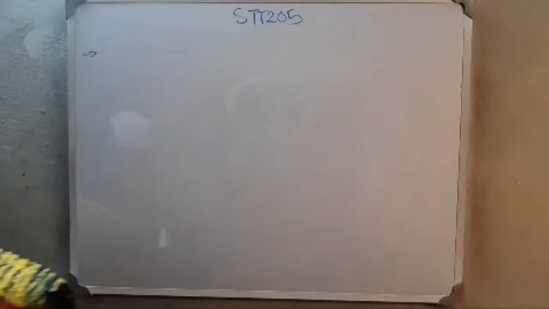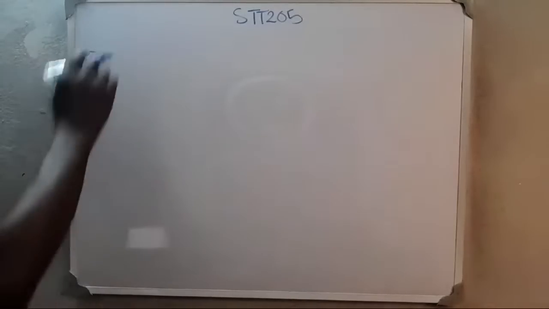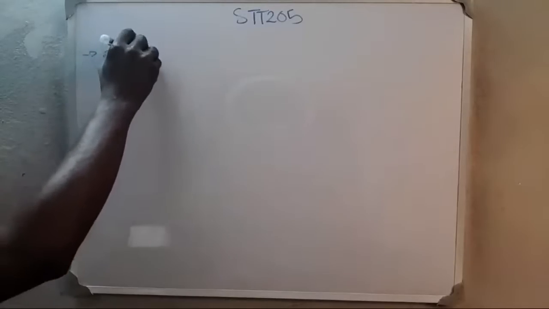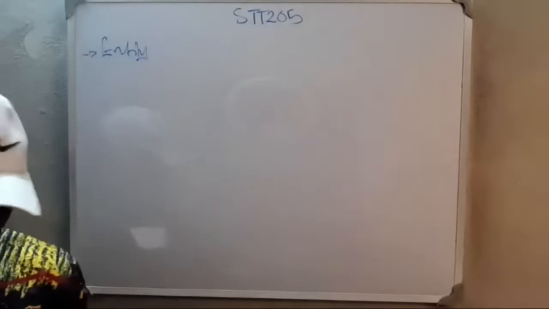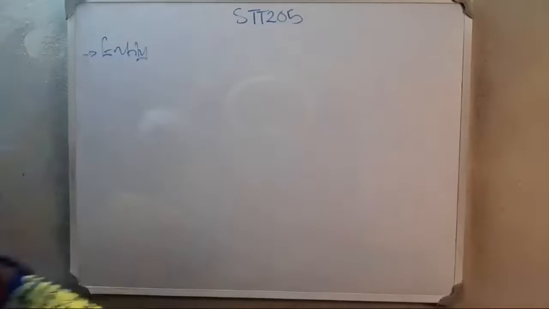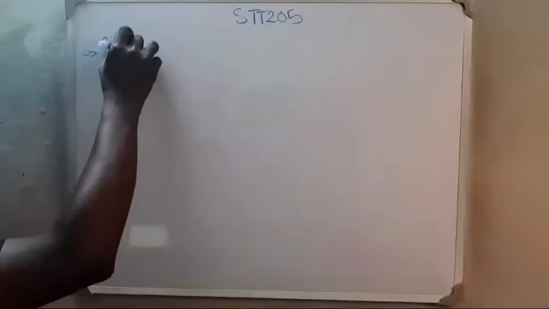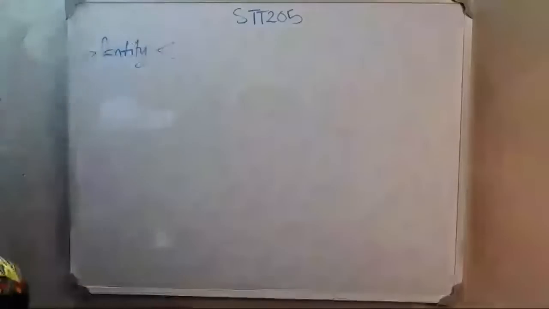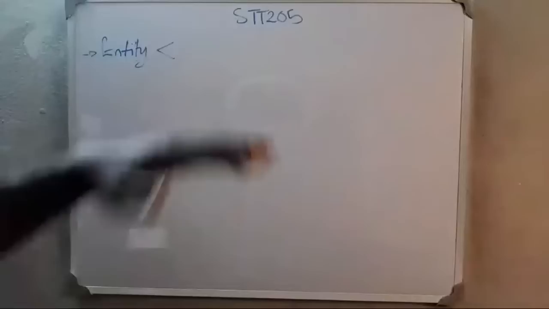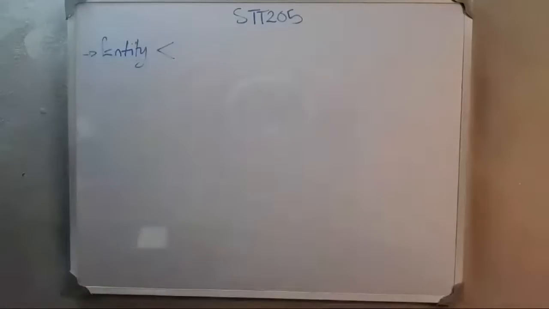So now when we say entity, what are we talking about? Entity may be a person, place, or thing on which we make observation. So we have entity. So entity could be a person, could be a place, could be a thing on which we make observation.